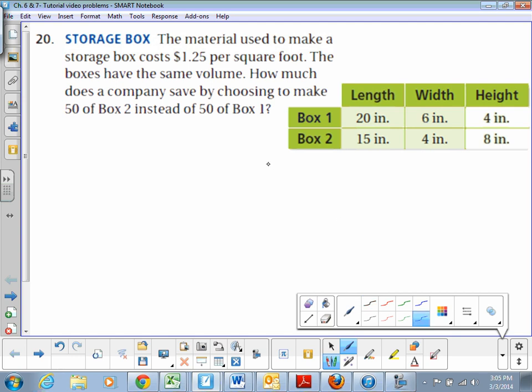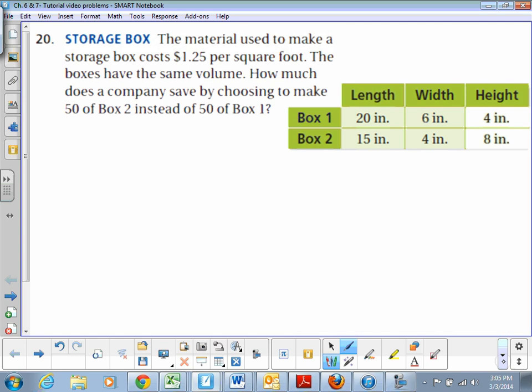So basically, we have two different boxes. Both of them have the same volume, so they have a different surface area. Obviously, they're going to save money by choosing box 2 instead of box 1. So first of all, what we need to do is find the surface area of both.